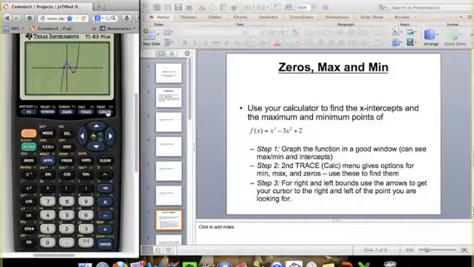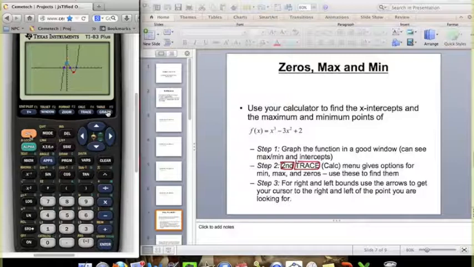So to find these things, step 2 says that on your calculator, you're going to press your second button and then your trace button, which is in the very top row. If you're using an app on your phone, stuff might be a little bit different. You can look around for it, or maybe I can help you find it. If you have a different type of calculator, it's going to be a little bit different too. But they should all have the ability to do this.